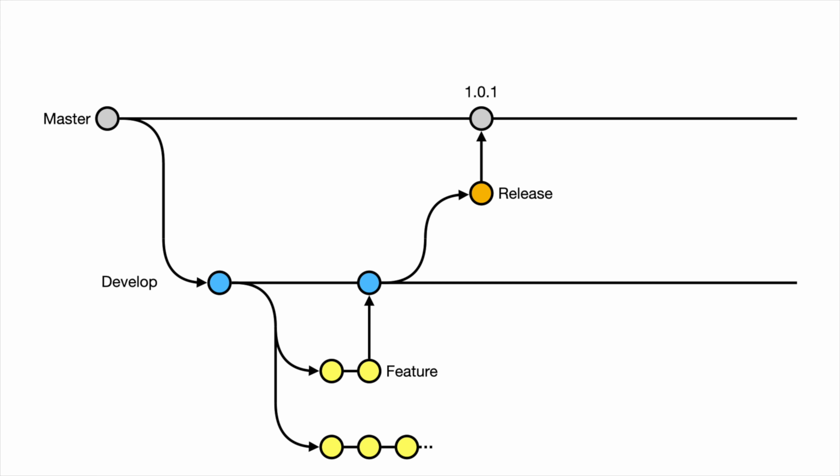Finally, the last type of branches are hotfix branches. They are directly forked from the master branch as they are only supposed to quickly patch production code. Once the fix is ready, it is merged back into the master branch and the develop branch, creating thereby a new release tag.